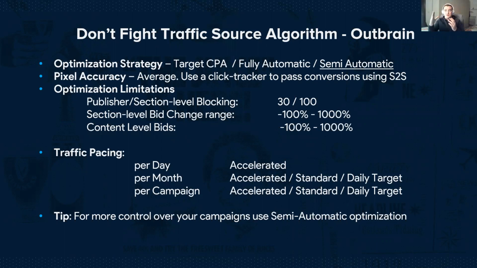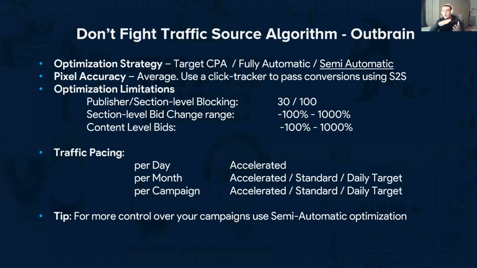Then we have the bids that will try to find the sweet spot based off the Outbrain's algorithm, where you will have bids playing from minus 100% up to 1,000%, both on the section level and content level. Then we have the traffic pacing, which will also influence the way your campaign consumes or delivers the results.